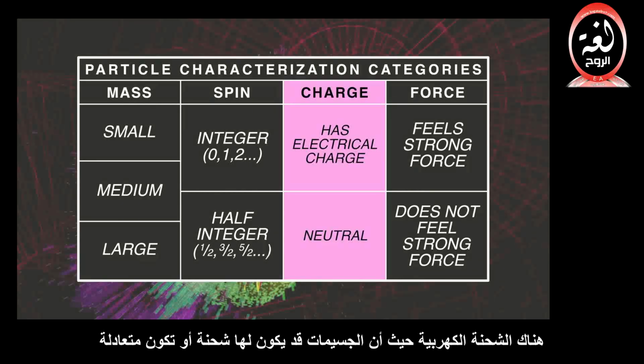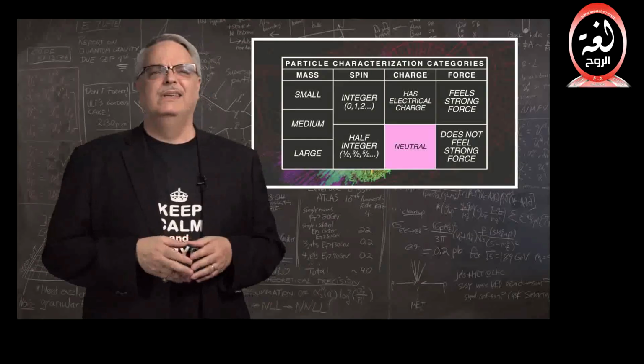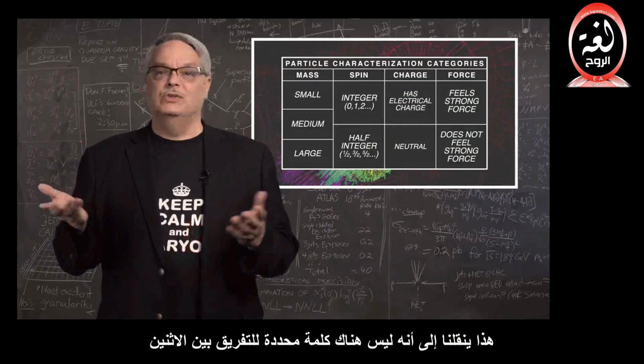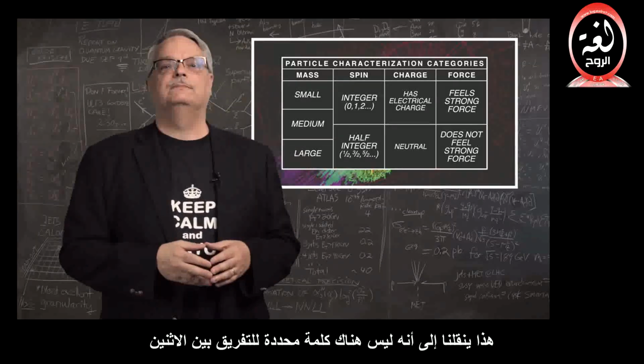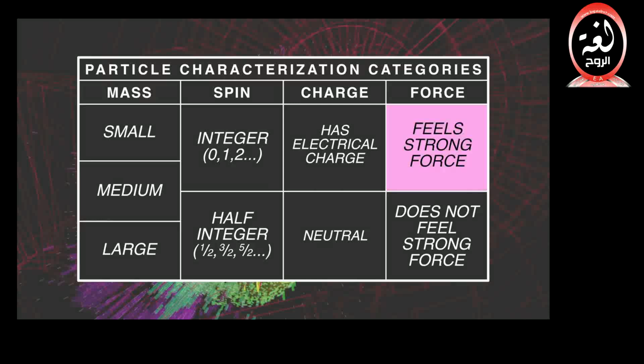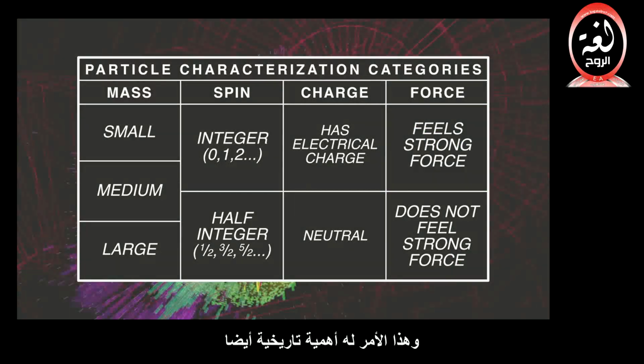Then there's electrical charge, with particles having either electrical charge or being neutral. It turns out that there isn't a special word distinguishing between the two, which is weird, but, well, that's the way it is. And then one can classify the particles as feeling the strong force or not. This was also historically important. So those are the biggies.